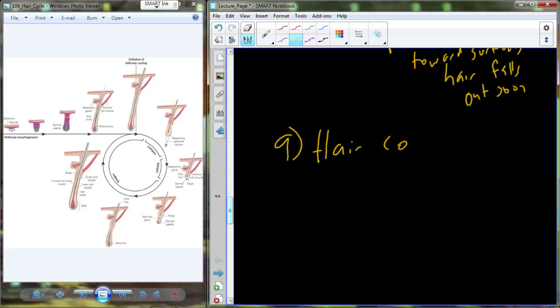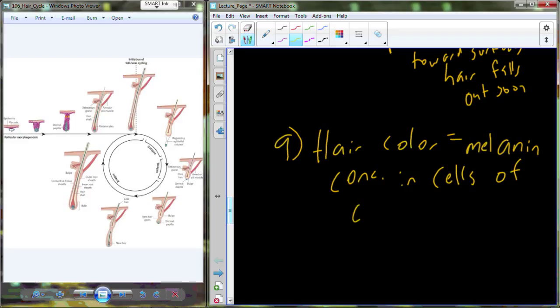All right, the second one, hair color. What do you think produces a variety of hairs, of different hair color? Pigments. Okay, is there a specific pigment? Melanin. Yeah, there you go. Melanin. And we have both eumelanin and pheomelanin, and the concentrations of melanin are going to occur in the cells that make up the cortex. Not the cuticle and not the medulla, but the cortex.